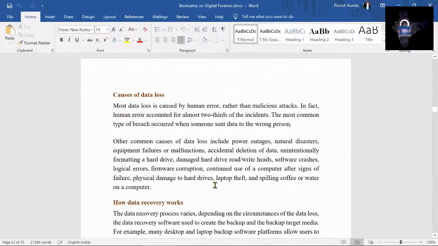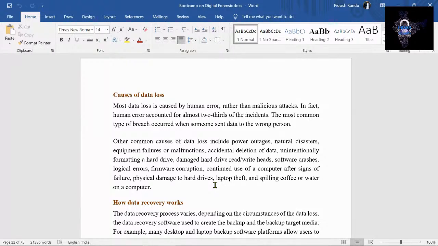Now, causes of data loss. Most data loss is caused by human error rather than malicious attack. In fact, human error is involved in almost two-thirds of incidents. The most common type of breach occurred when someone sent the data to the wrong person.